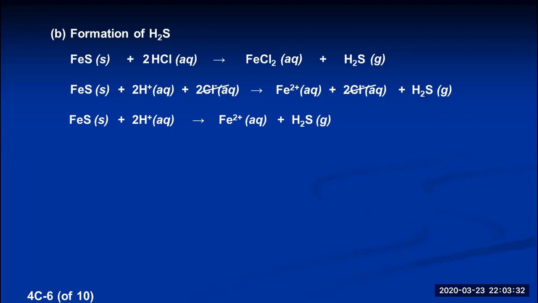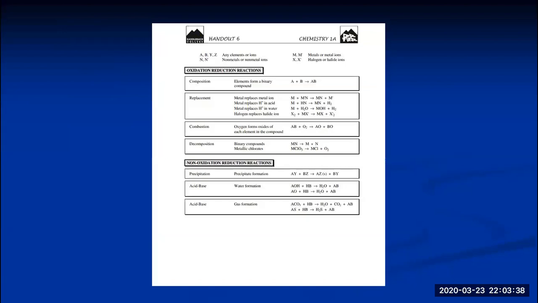So those are actually the 7 types of what I call obvious reactions. If you look at handout 6, it goes through those types of reactions. I call them obvious because if you look at the reactants for each of the 7, it has to be that one type of reaction only.